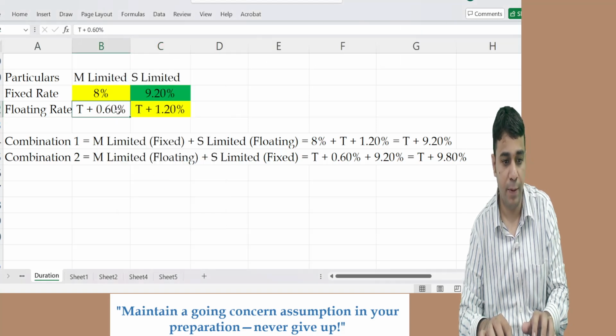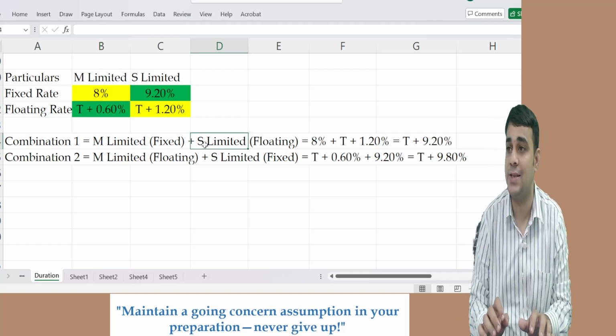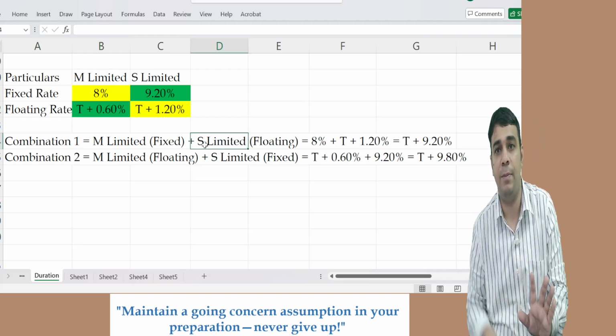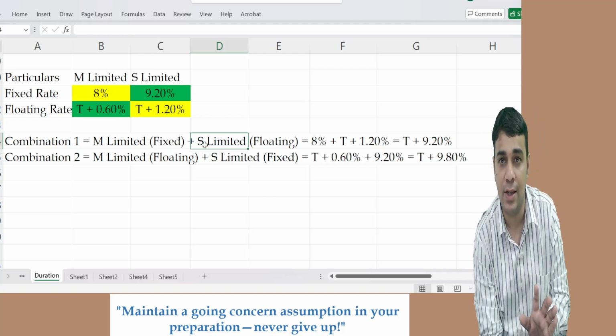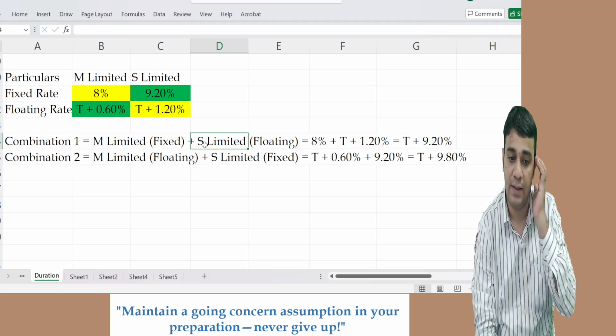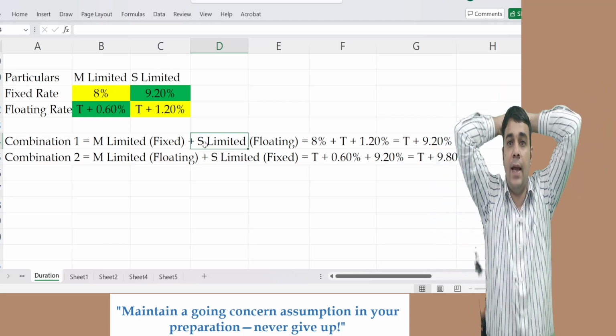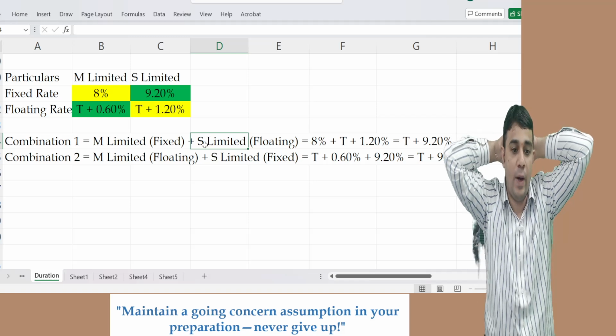To put it simply, I have two combinations. One is a yellow combination and the second is a green combination. One of them will be better. Which one is better here? T plus 9.2%. Why is this better?